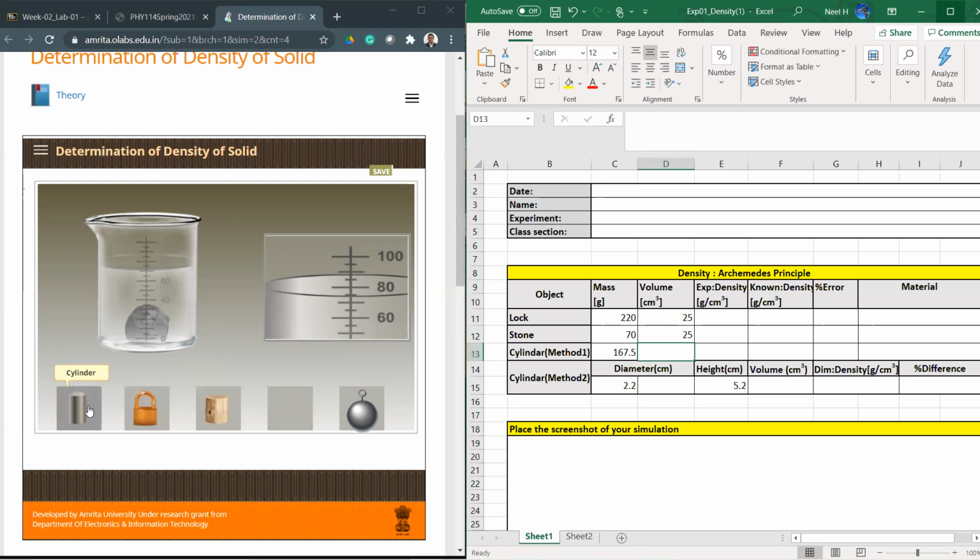And then I need the cylinder. If you click on that, the stone will come out, the cylinder goes in, and the new level is at 70. 70 minus 50 is about 20 cubic centimeters.